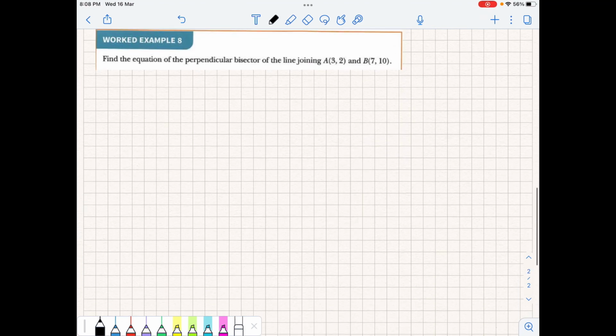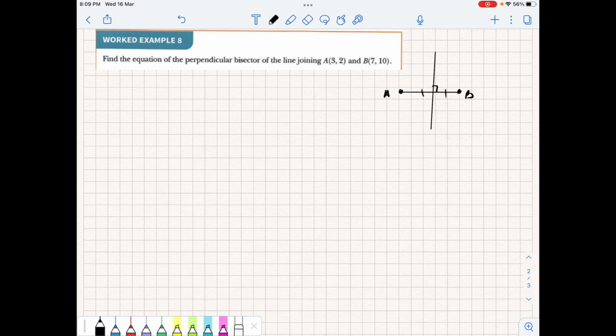Let's look at a more complex example, but using the same idea. Here we are told to find the equation of the perpendicular bisector of the line joining A and B. So we have 2 points, right? We can imagine them as A and B, and we are looking to find the equation of the perpendicular bisector. If we join the 2 points together, the perpendicular bisector is the line that splits the line in half, right? So that this part is equal to this part, and it does so at 90 degrees.